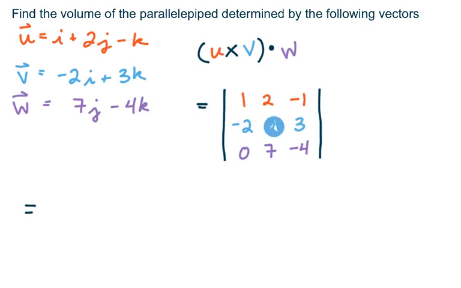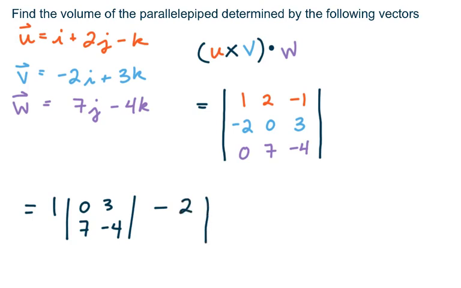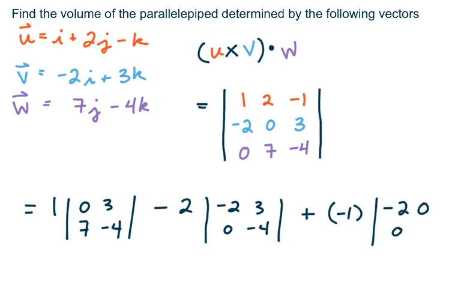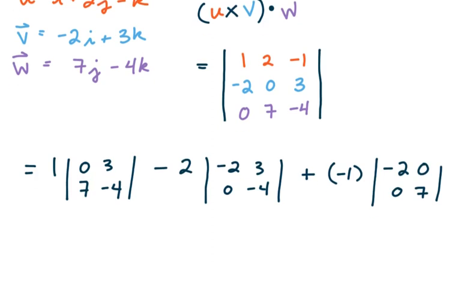I'm going to take this 1 and multiply it by the determinant of the matrix formed by those 4 pieces. So I've got 1 times the determinant of 0, 3, 7, -4. Remember, the second one's always a minus, so minus this 2 value multiplied by the determinant of -2, 3, 0, and -4, and then plus -1 multiplied by the determinant of -2, 0, 0, and 7.